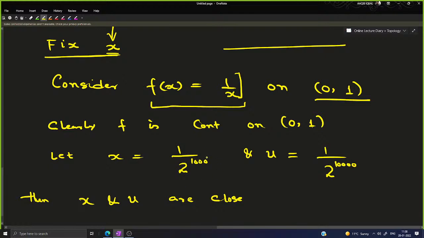पहले 2 raised to 1000 जो है, it will be an enormous quantity. और फिर आप इसका reciprocal ले रहे हैं, so that means it will be close to 0. इसी तरह 1 by 2 raised to 10,000, this also will be close to 0. Both are close to 0, so that means they are close to each other, ठीक, by triangle inequality of distances. तो आप देख सकते हैं कि in some sense this x and u are close. अगर आप अभी closeness से satisfied नहीं हैं तो आप क्या करिए, यहाँ 2 zeros add करिए, यहाँ भी 2 zeros add करिए.